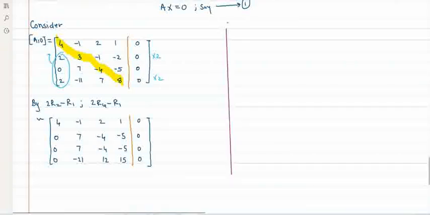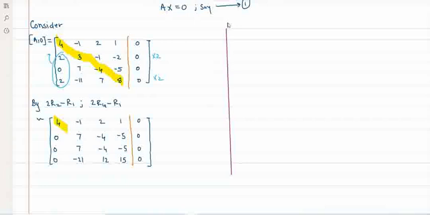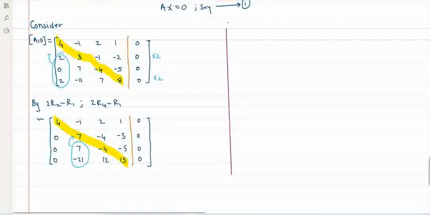Now again, this is your diagonal entry. Reduce the elements which are below the diagonal entry to 0. Tell me the transformation. R3 minus R2, R4 plus 3R2.